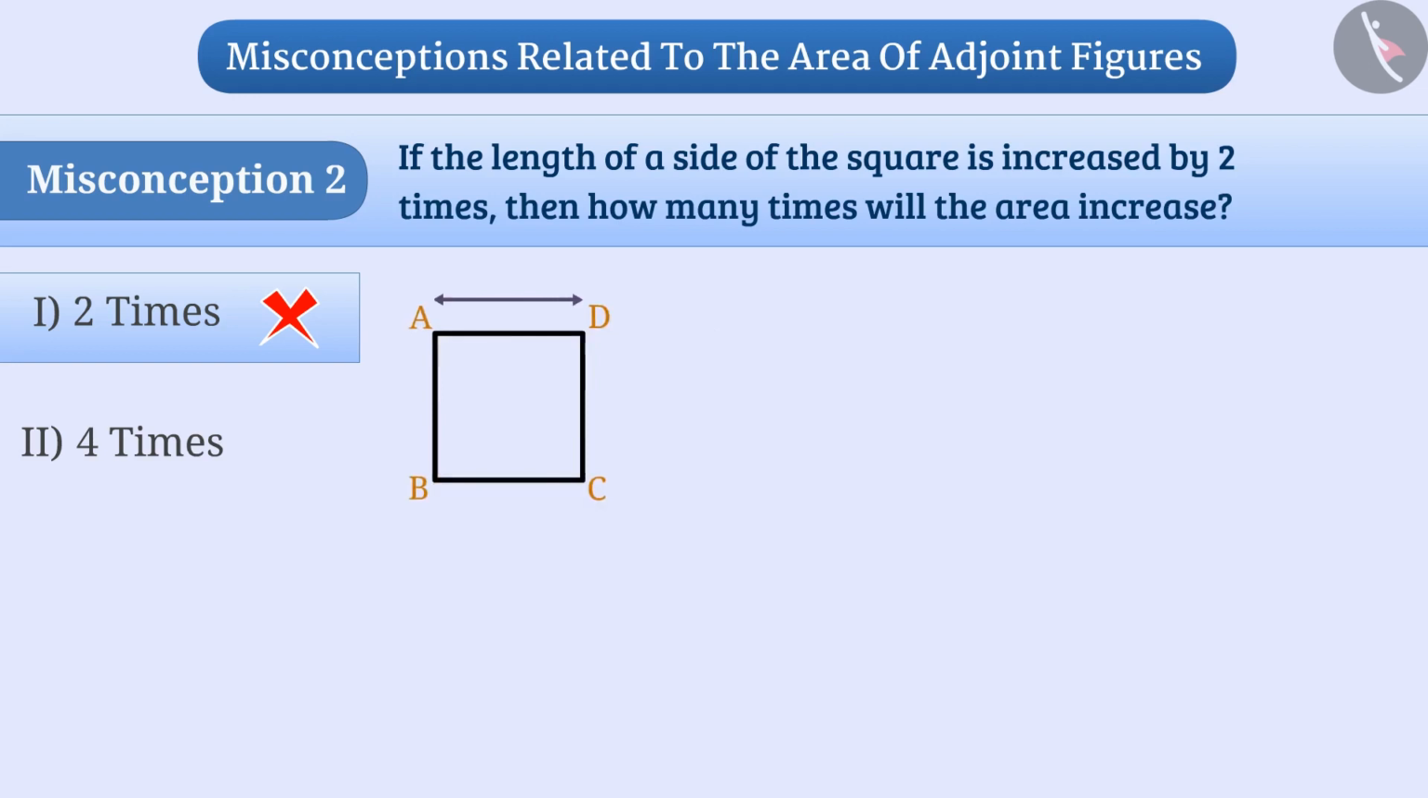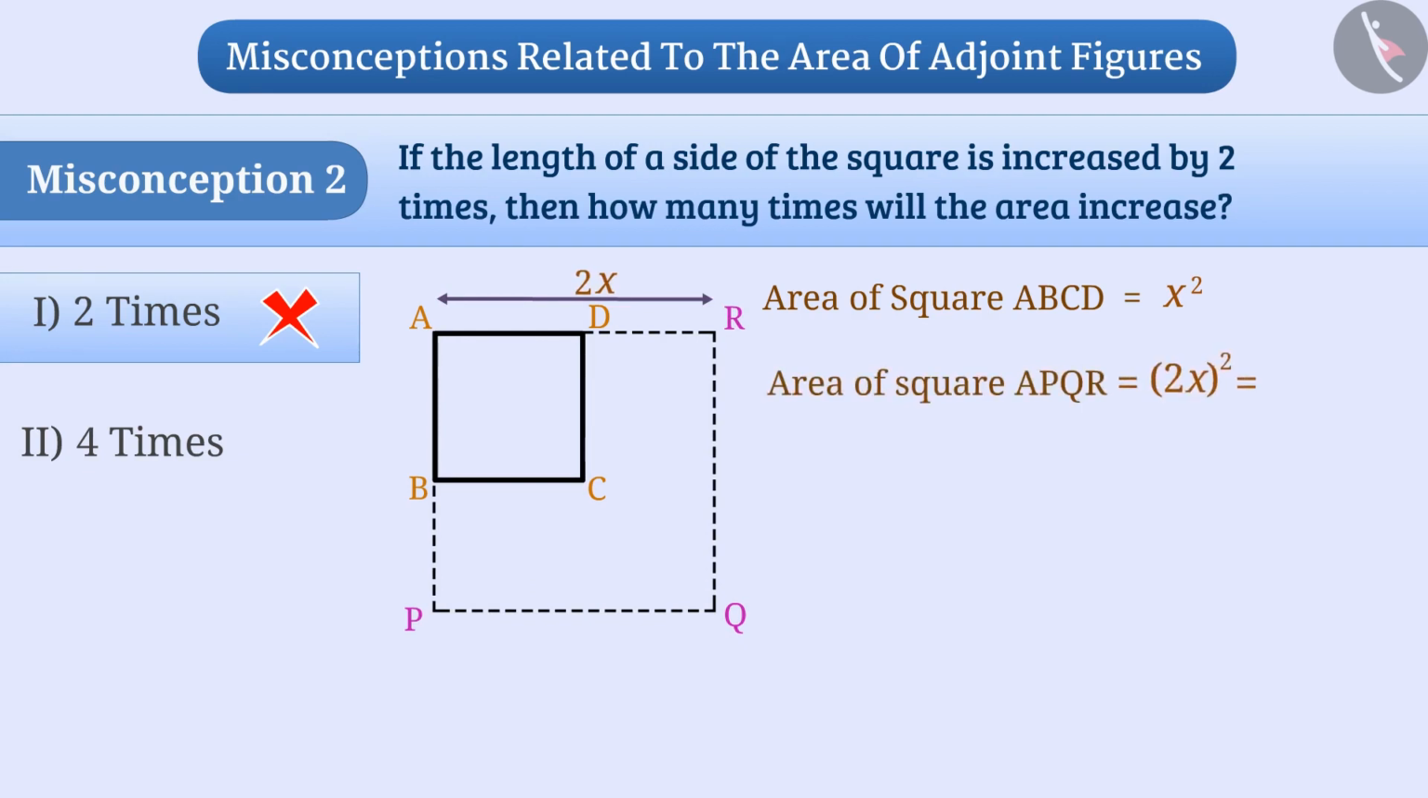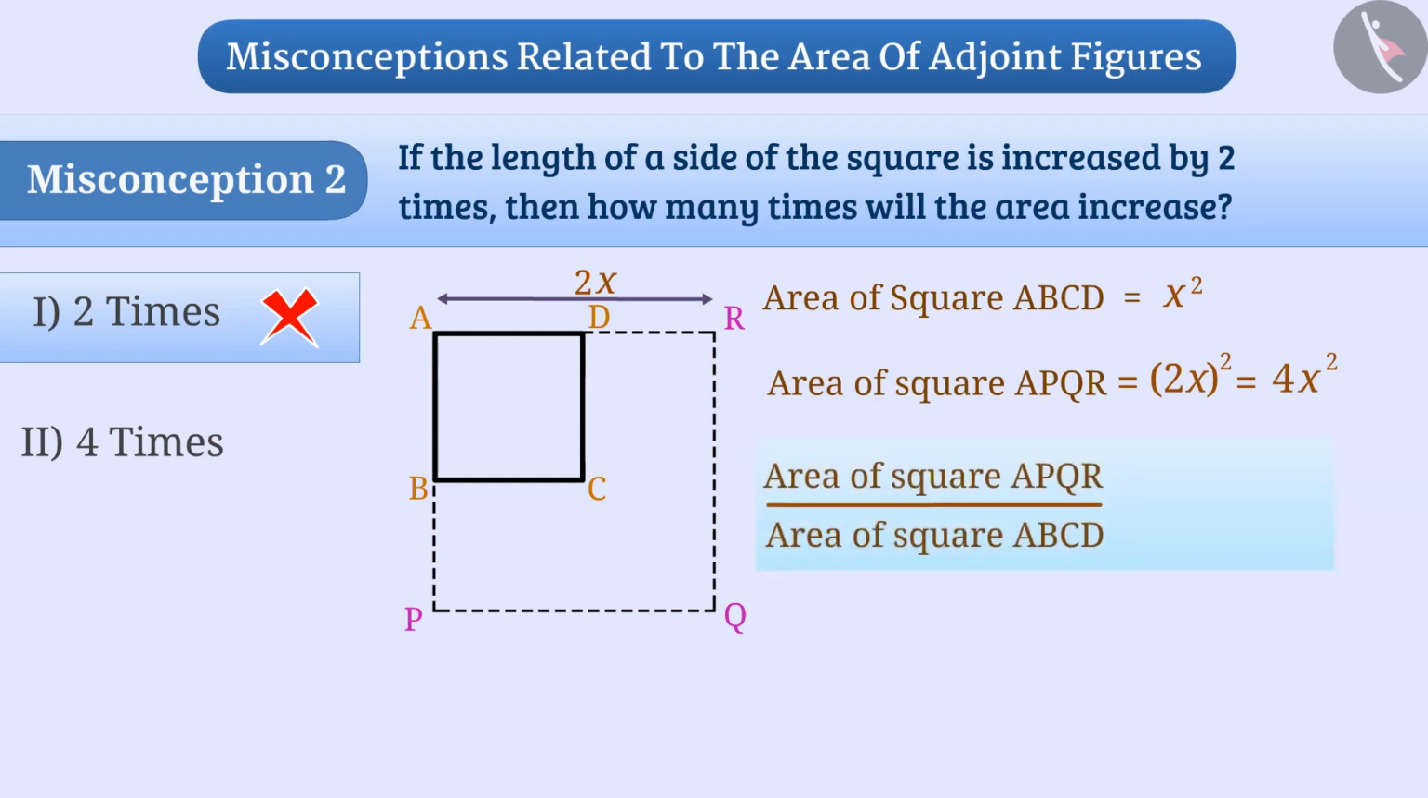Suppose the length of side of a square is x. The area of this square will be the square of the side, that is x square. If we multiply the length of side of square by 2, then the new length will be 2x. Now the area of new square will be 4x square. If the area of two squares is compared by division, we find that new area is 4 times larger than the first area. In this way, option 2 is the correct answer to the question given.